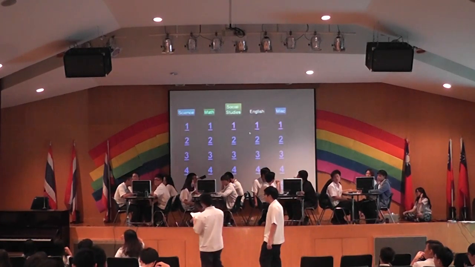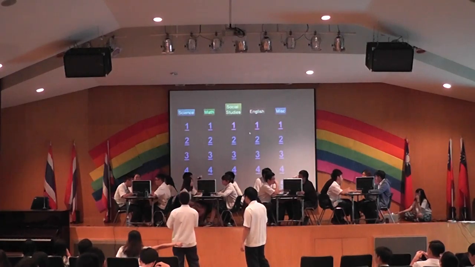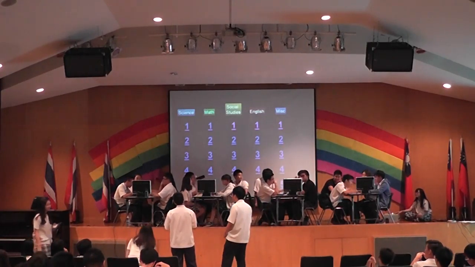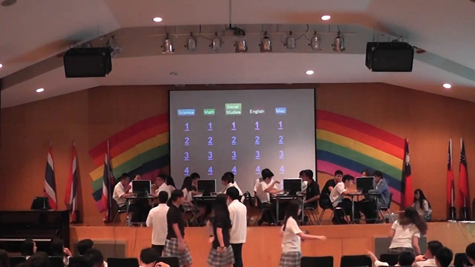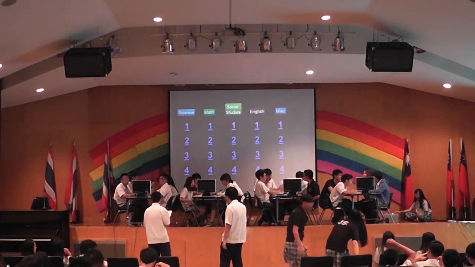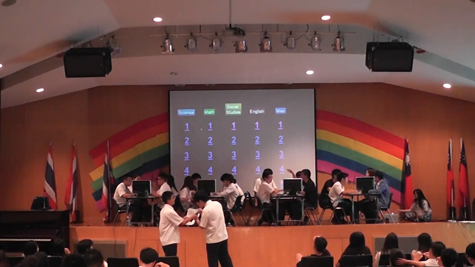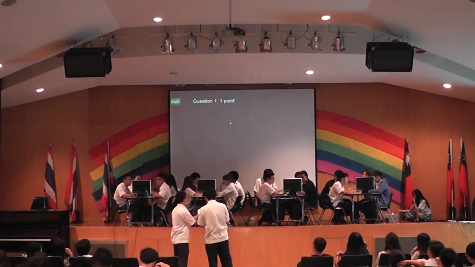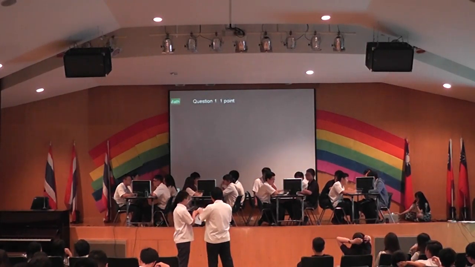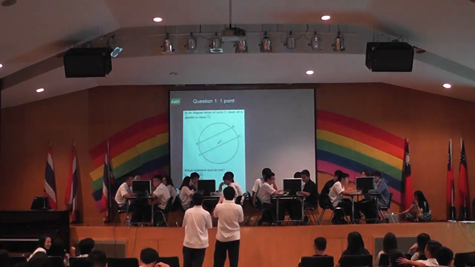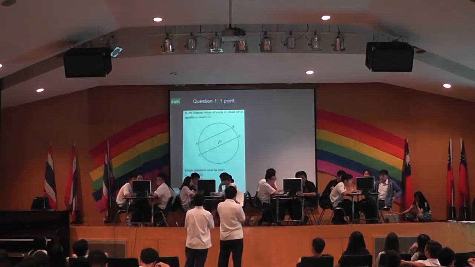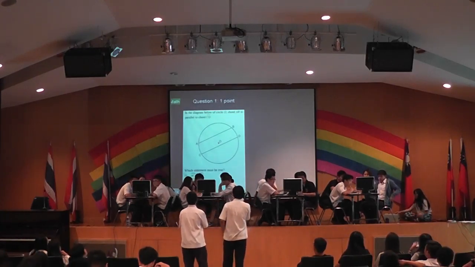Now, Team 1, you can choose a question. Math 1. In the diagram below of circle O, chord AB is parallel to chord CD. Which of the following statements must be true?